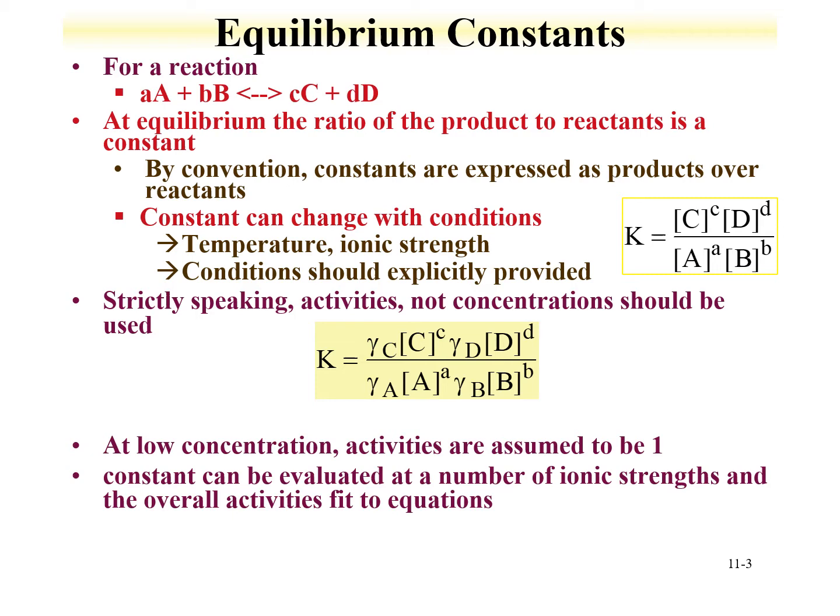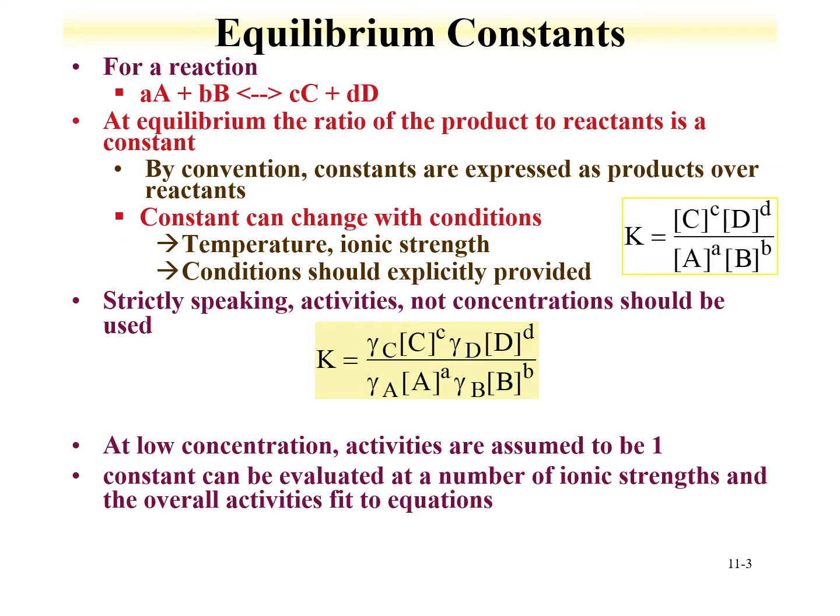For any reaction at equilibrium, we can evaluate a constant that should describe the concentrations. So here we have a generalized reaction, A plus B going to C plus D. At equilibrium, the ratios of the products and the reactants is defined as a constant. And by convention, these constants are expressed as products over reactants. In the equation, we get some constant K equal to the products raised to the exponent of their stoichiometry, divided by the reactants.